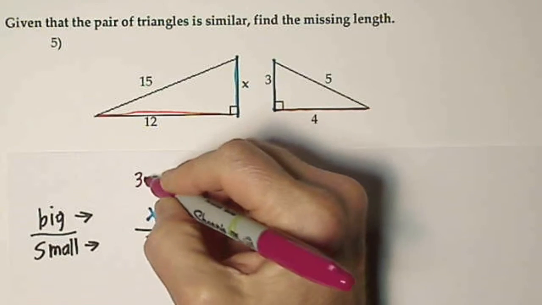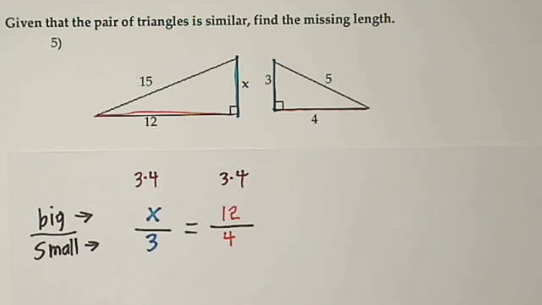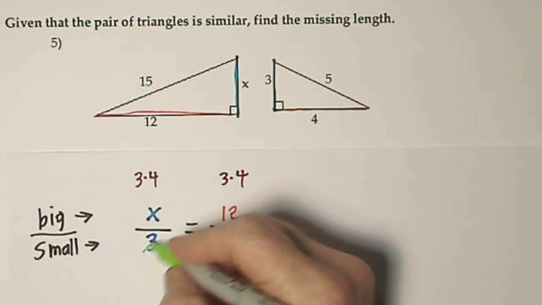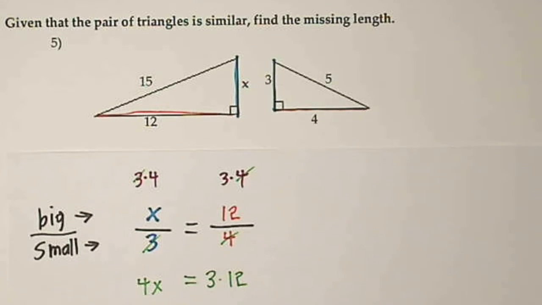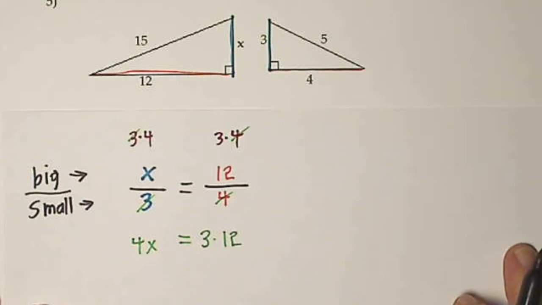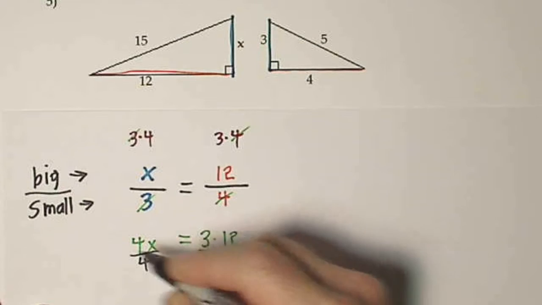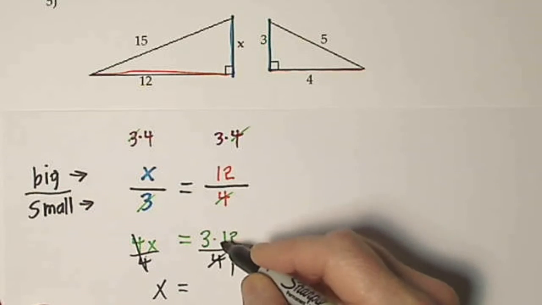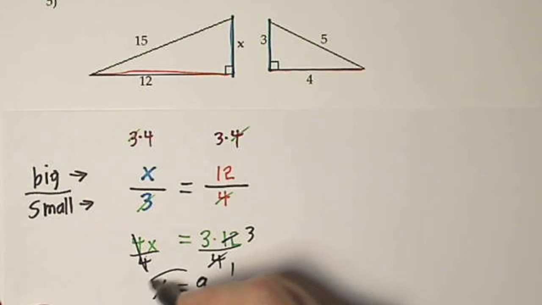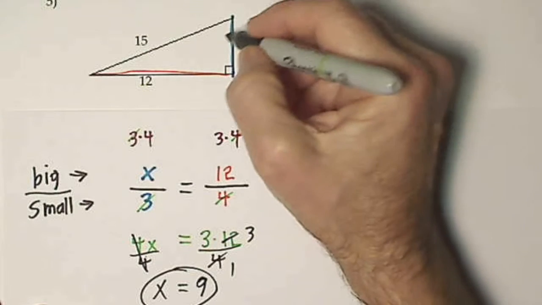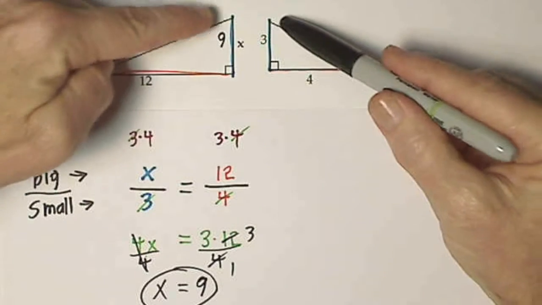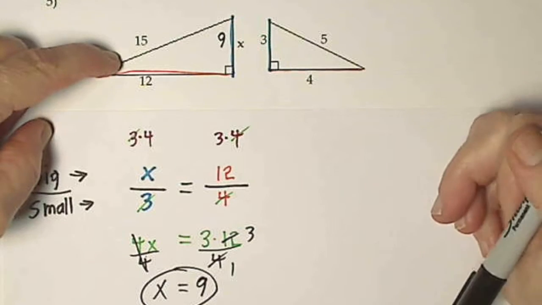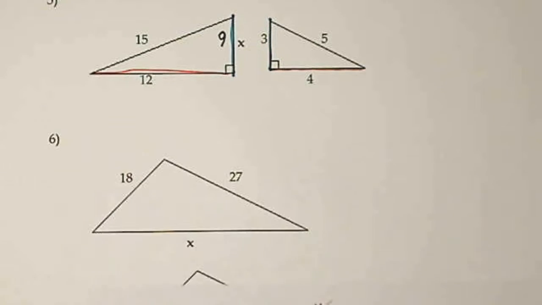Again, I'll stick with my pattern, but 3 times 4, 3 times 4, cancel what you can. 3's cancel. You've got 4x. 4's cancel. You've got 3 times 12. Get rid of your 4. And 4 goes into 4 once, goes into 12 3 times. So this missing side right here is a 9. If you had picked these two sides, you would still get x is 9. Okay, we'll take a look at the next two.